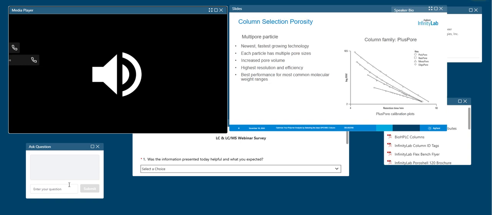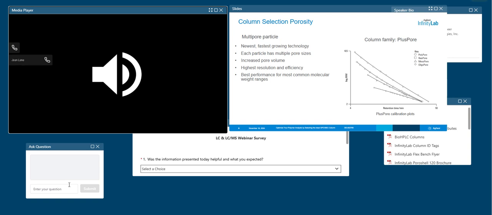Another type of packing porosity is the multiporous particle. This is the newest type of particle, and as it describes, the particle is made to be multiporous. The particle itself will have pores of different sizes on it. A benefit of having this is an increase in pore volume available for the separation. These particles provide the highest efficiency and resolution, and for best performance, these are provided for the most common molecular weight ranges of Agilent's organic GPC columns.